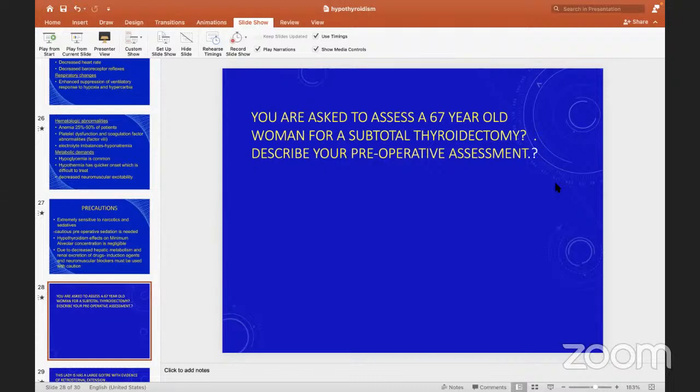CT neck, in case there is a compression and deviation, and if the patient's history suggests so, I would go ahead with taking a CT neck in order to identify the site and the extent of the compression. In case it's a large goiter, I may need an emergency tracheostomy.